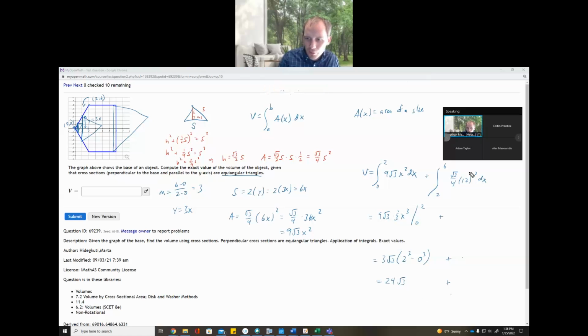Okay, the other side is actually really easy. I have 12 squared, right, which is 144. And then I can divide that by 4, but all of this is a big constant, okay? So that's just going to hang out. And so I'm really just integrating a constant. So I'm going to get that constant times x.